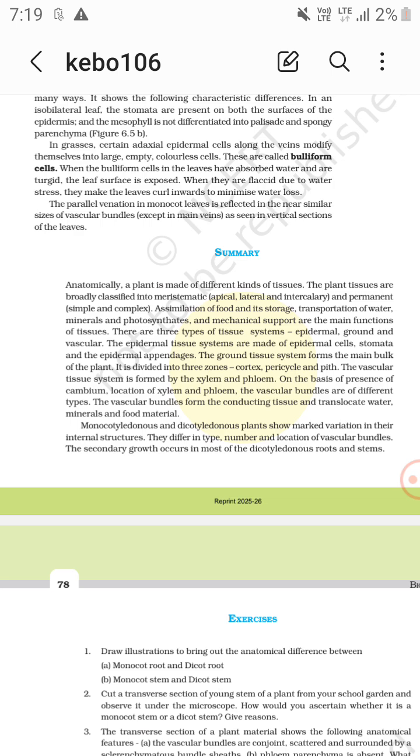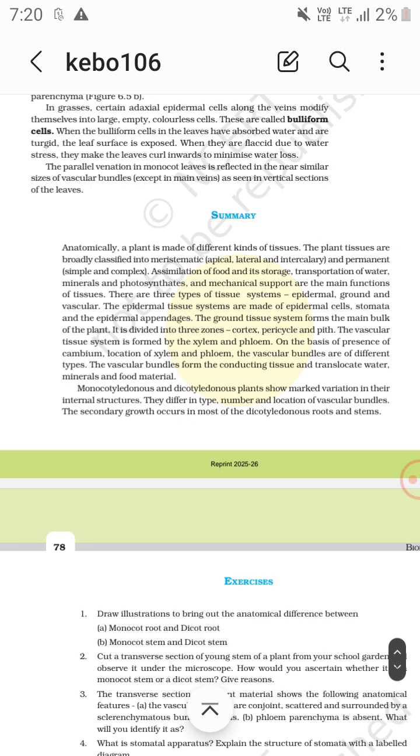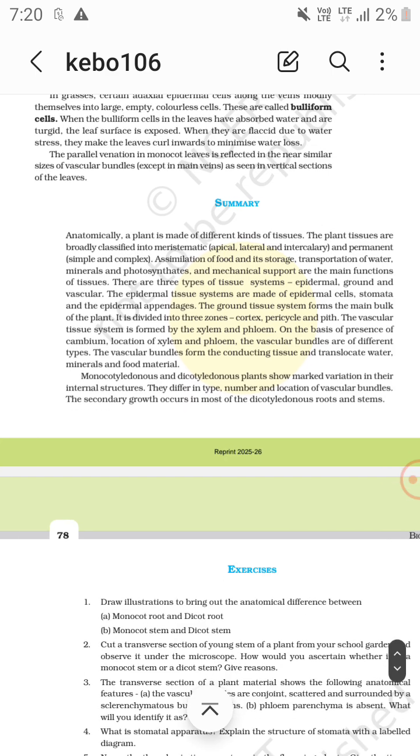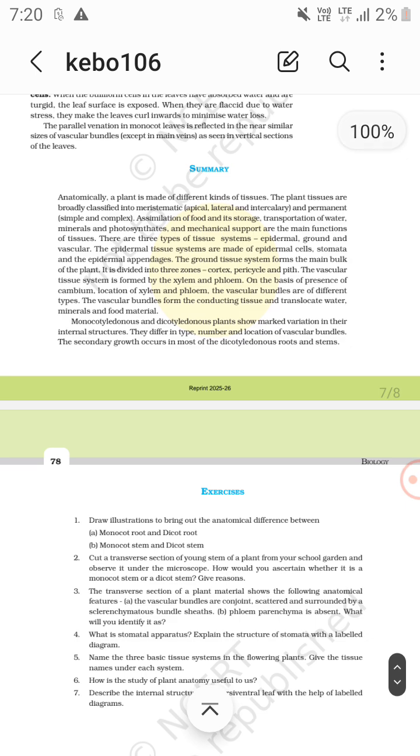Now bulliform cells absorb water, so they get turgid, and when the leaf is exposed and they become flaccid due to water stress, they don't have the water, so the leaves get curled inward to minimize the water loss. The parallel venation is a characteristic of monocot leaves that reflects nearly similar sizes of vascular bundles along all the veins except in main veins, right. So this is it. So this was your chapter.